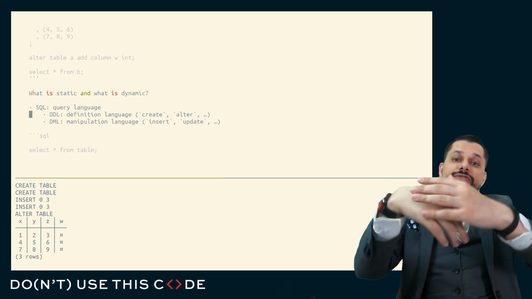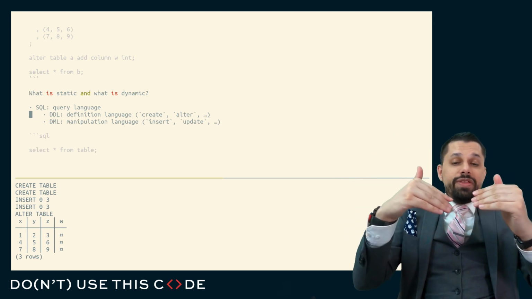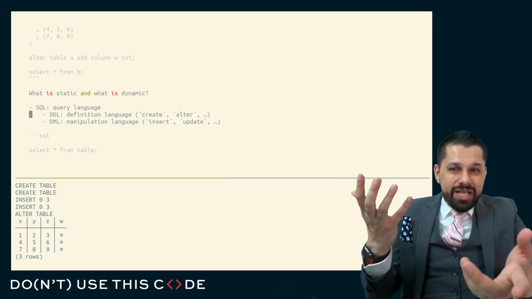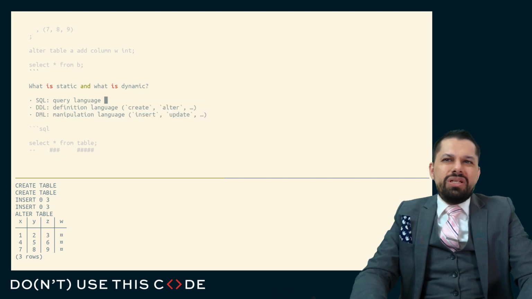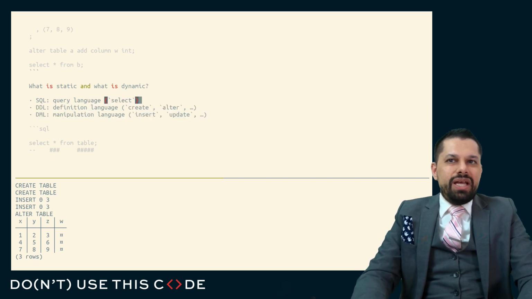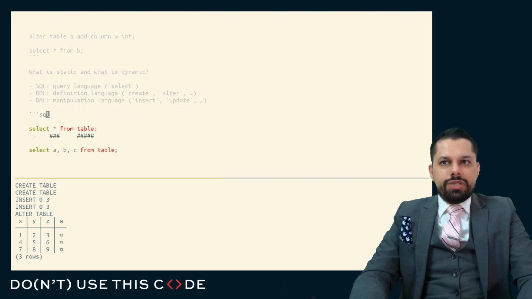DDL being anything that defines how the data looks, create and alter. The DML being anything that updates the table. Where the select shows up, oftentimes people say it shows up in the manipulation language. In my view, this is the select by itself and nothing else, and these are the DML and DDL, but that's a very minor difference.